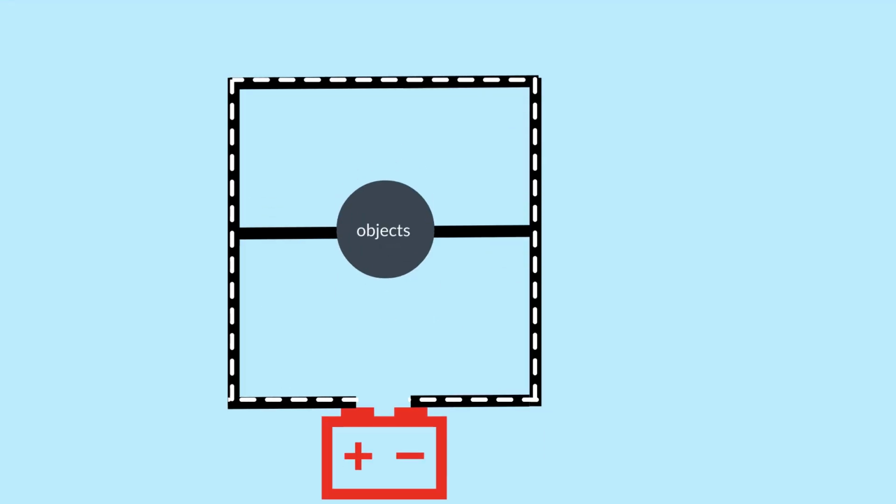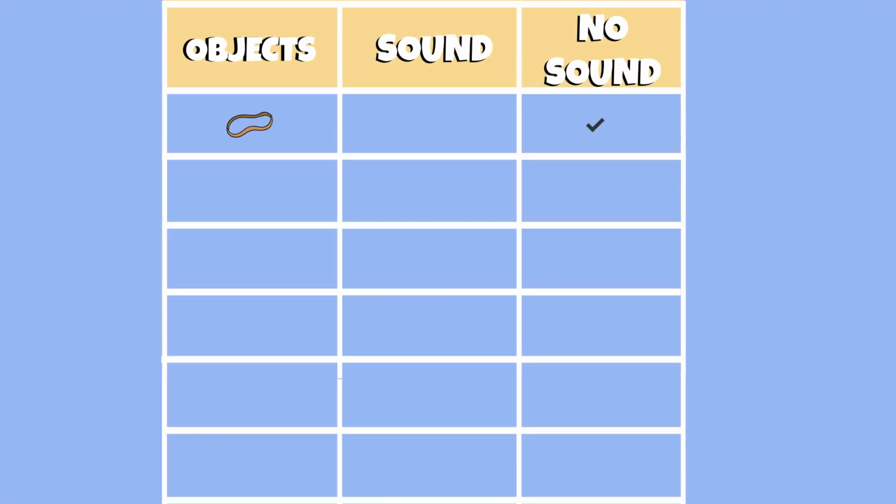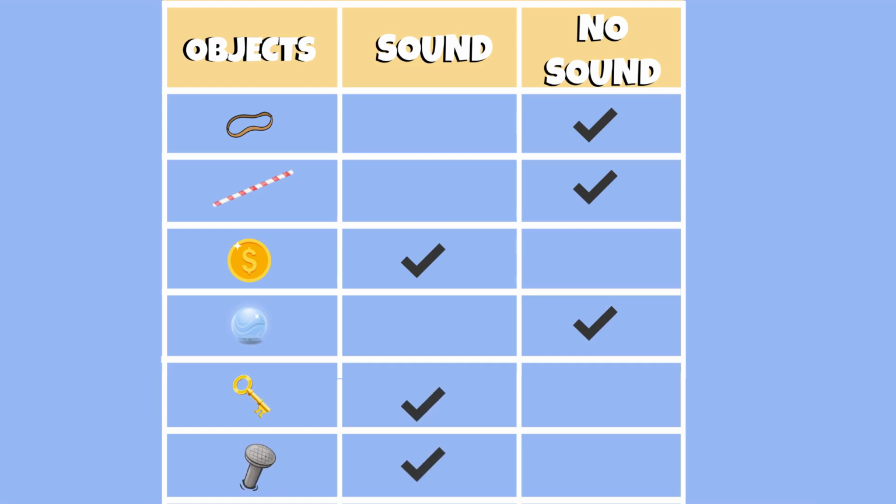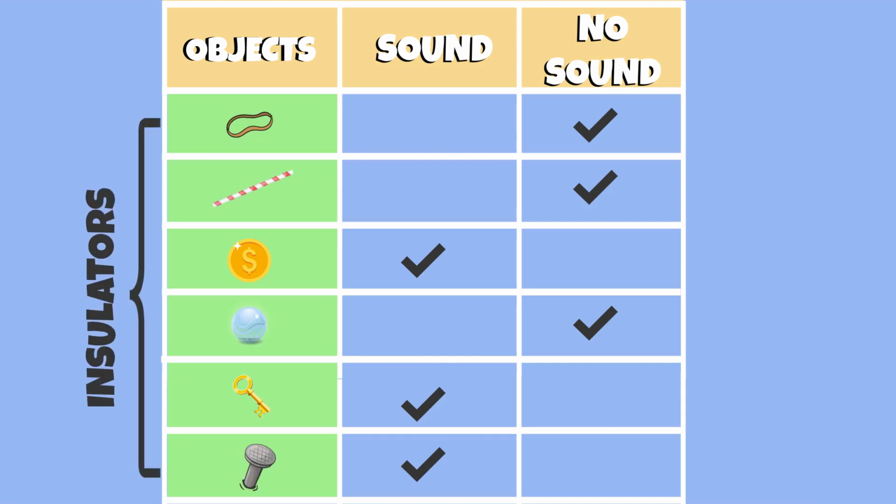In this adjusted setup, students tested the conductivity of 6 objects in a circuit to see if a buzzer would sound. The outcomes as seen on the table were as follows. The rubber band made no sound. The straw made no sound. The coin, yes, it did make a sound. The glass marble did not make a sound. The key, yes, it made a sound. And the nail, yes, it also made a sound. So now we need to determine which of these objects are electrical insulators.